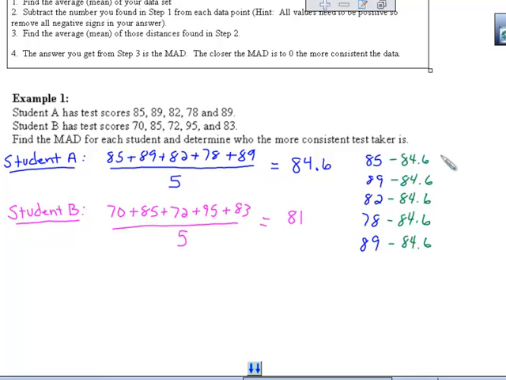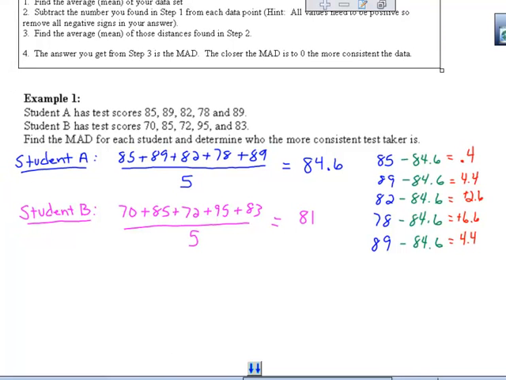What I'm going to do next is calculate all of those answers. I've done them already. So this one is 0.4. This one is 4.4. This one is negative 2.6, but we're going to change that to a positive because we want all positives. Negative 6.6, we're going to make that a positive. And the last one is 4.4. So, change that to a positive. And that's all you have to do for student A.